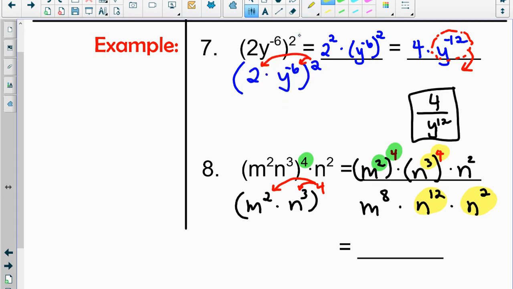I would have, well, m multiplied by itself 8 times, so I'll leave that the same. But all of the n's, think about how many n's would be in that list. N times n times n times n times n times n times n, and so on. A total of n to the 14th power, because we add the exponents to find a total number of n's that were used as a factor. M to the 8th power times n to the 14th power.